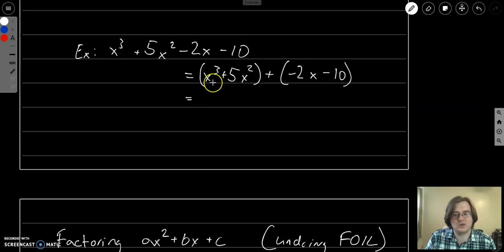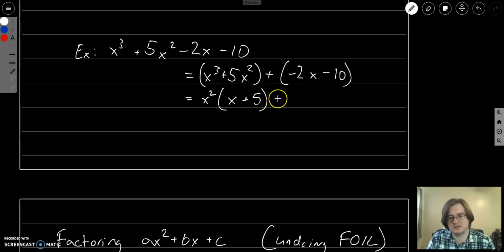So what's the largest factor? What's the greatest common factor in this first term? Well, I can pull an x squared out of an x cubed, and I can pull an x squared out of the 5x squared. Once I pull an x squared out of the x cubed, I still have 1x left over. And when I pull an x squared out of the 5x squared, I still have 5 left over. So nothing too crazy is going on.